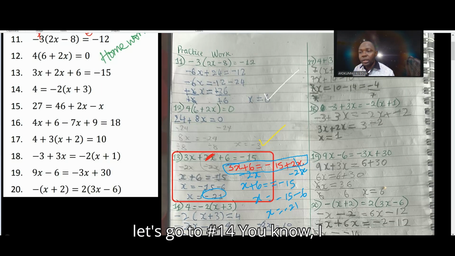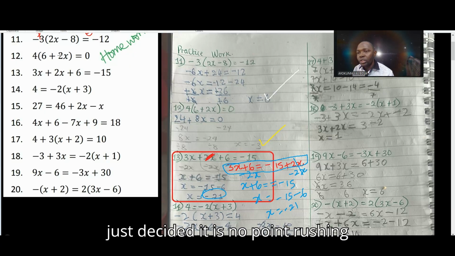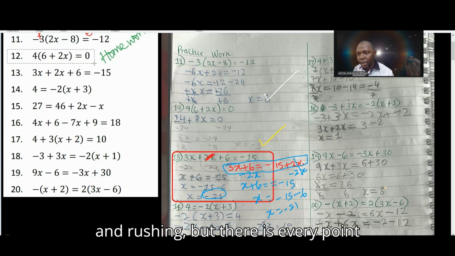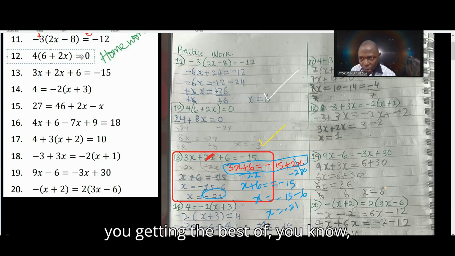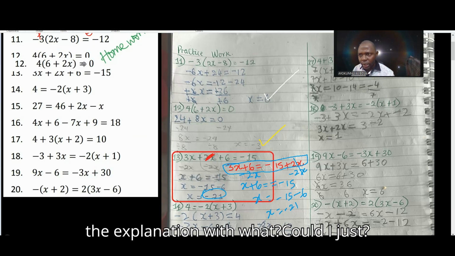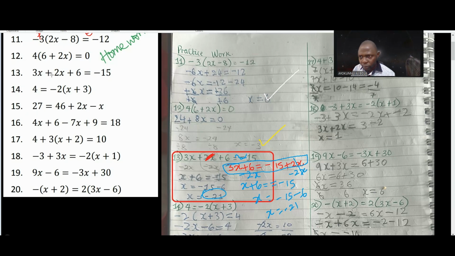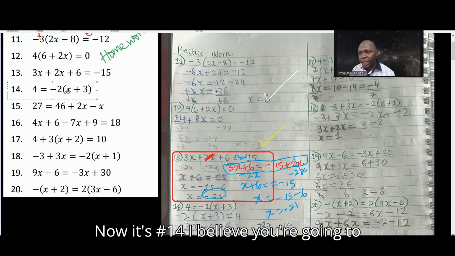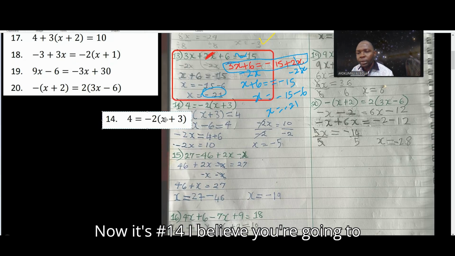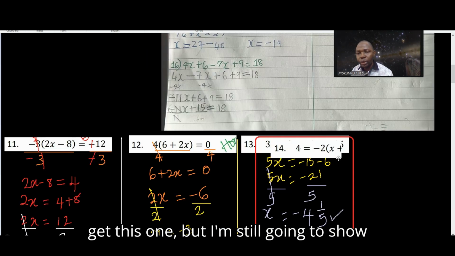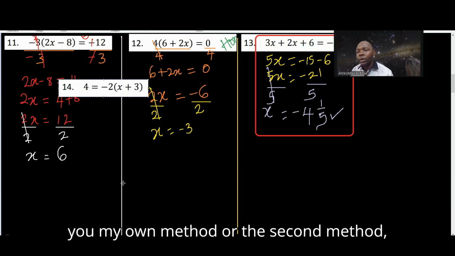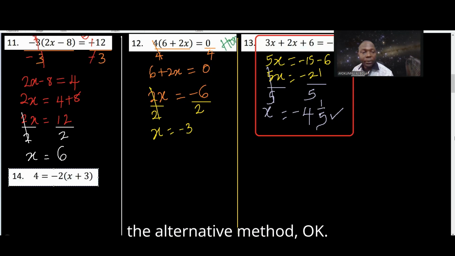I just decided there's no point rushing, but there is every point in you getting the best of the explanation. Number 13, we've done that one. Now to number 14. I believe you're going to get this one, but I'm still going to show you my own method, the alternative method, okay?